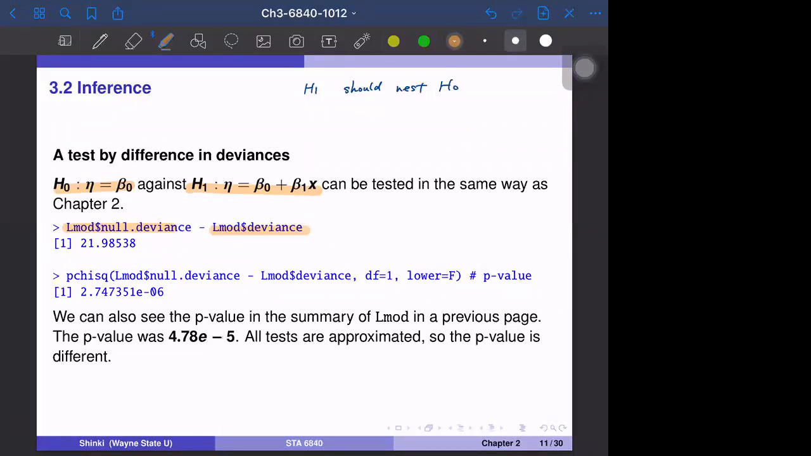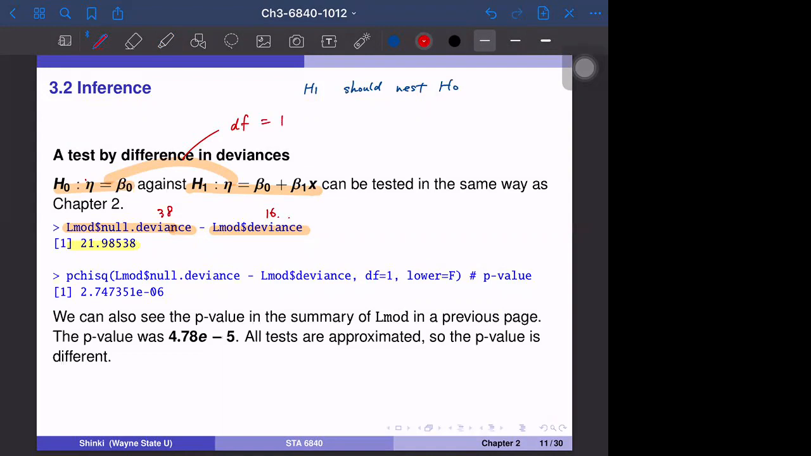As we have seen in the previous video, the null deviance for H0 is 38 or something, right? And the second one is 16 point something, right? So the difference is 21.98538. This is the chi-square statistic. And the difference between these two models is just one parameter, so the difference in degrees of freedom is 1.